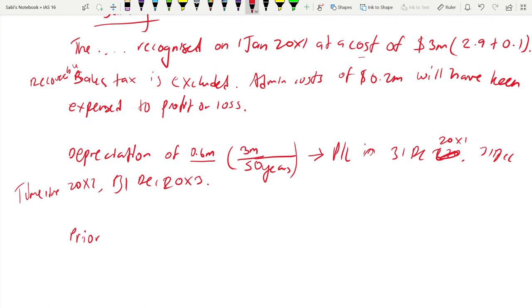So, prior to revaluation, on, write the date when revaluation happened, on 31st December 2004, carrying amount of the building. This is how you write an answer like this.